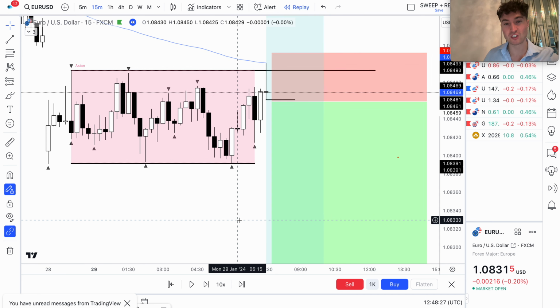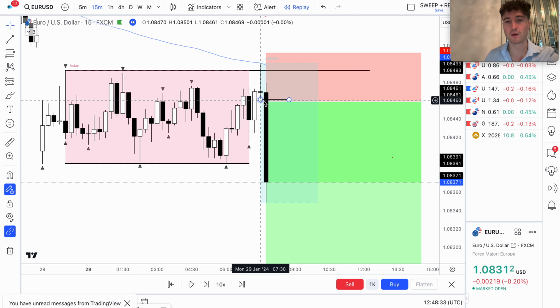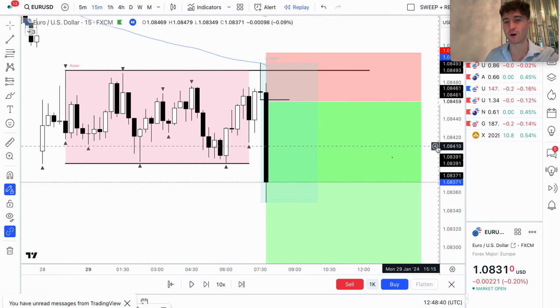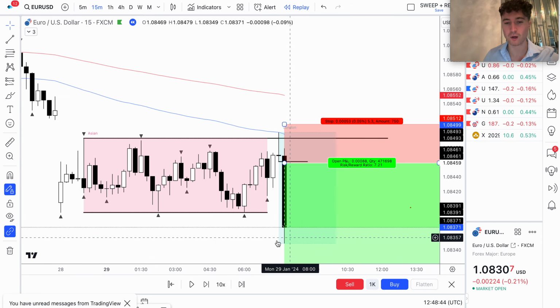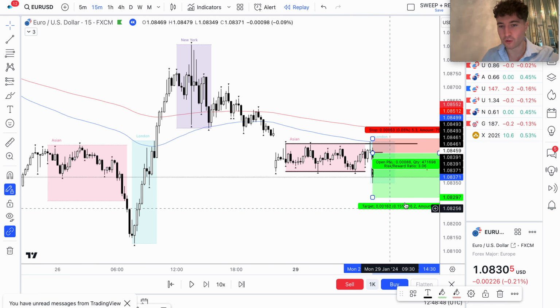So this is the Asian session liquidity sweep. Let's see what happens within the session. We've seen the sweep. We're triggered in on the next candle. The next candle starts pushing down, and we're looking to target a 1 to 3. So let's just zoom out a little bit here. 1 to 3.